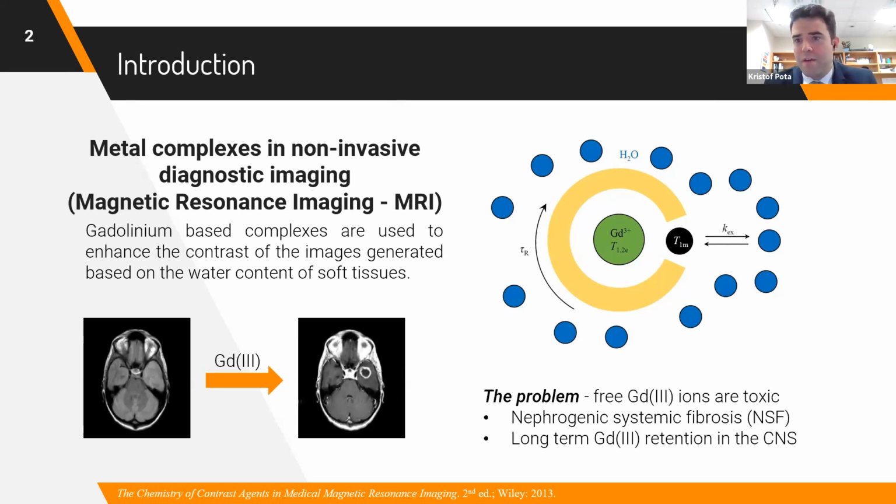But the main problem with these gadolinium contrast agents is that free gadolinium ions are toxic. They can lead to nephrogenic systemic fibrosis, and long-term gadolinium retention can lead to other side effects in the central nervous system.